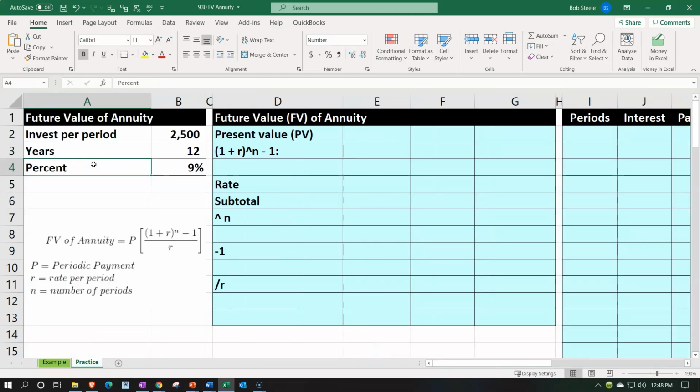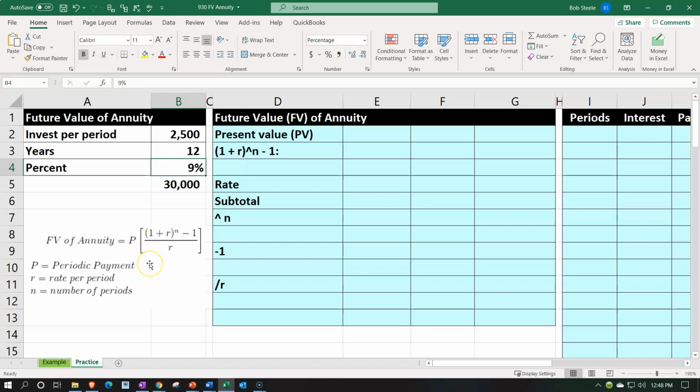Back to the left, the information says we have the future value of an annuity. So we're going to invest per period $2,500 for 12 years, the years being the periods that we're talking about in this case. And then the percent will be 9%. So how much in total dollars are we investing? We could do that calculation here. That'd be the 2,500 times the 12. But if we have the rate at 9%, then the question is, where will we be at the end of that time period? So we're going to do our calculation.